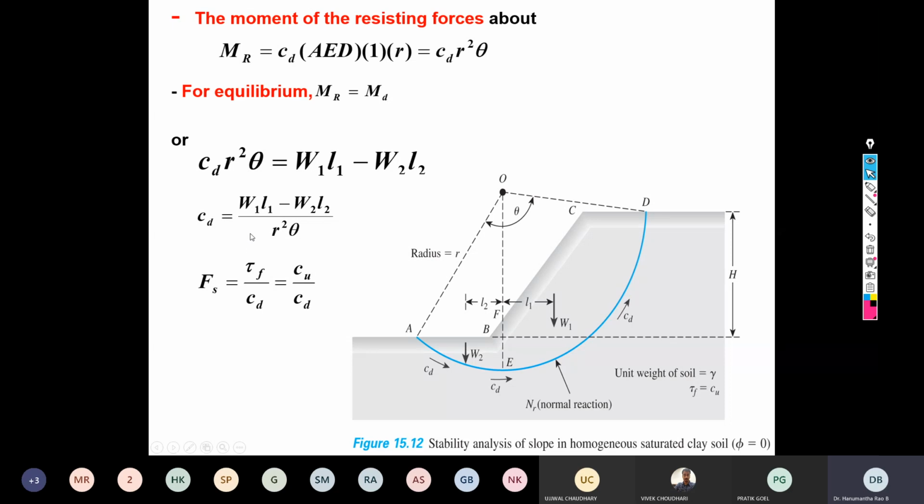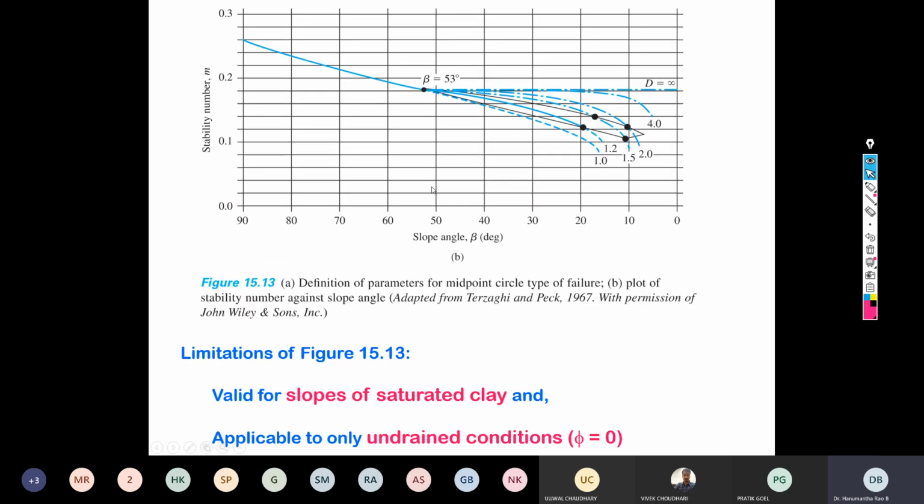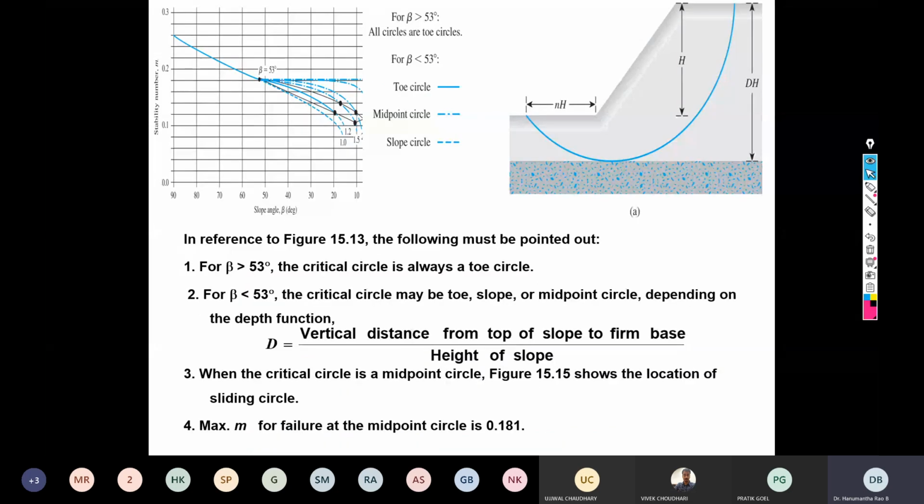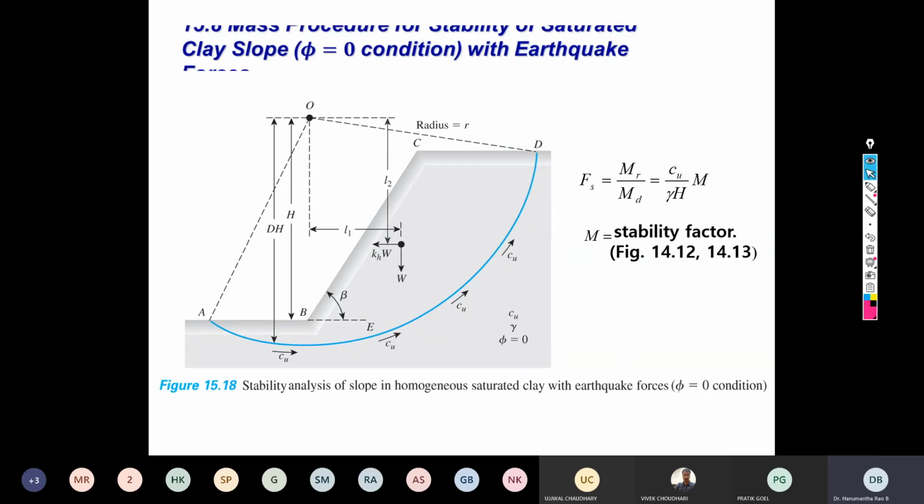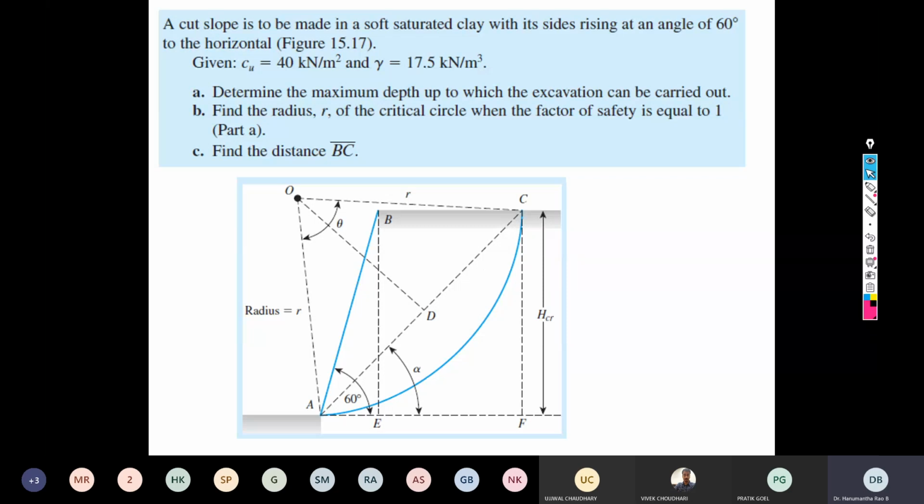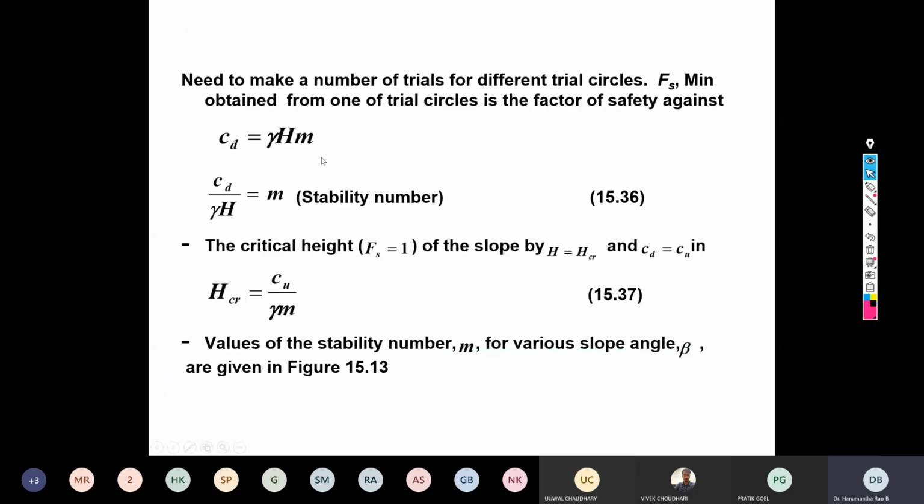Taylor further analyzed the same thing by substituting his number, that is the stability number. This I think I will better skip right now, because in between I'm missing some logic. This is correct for saturated clay, and this is for different slopes. This is all right, but somewhere I'm missing some logic.